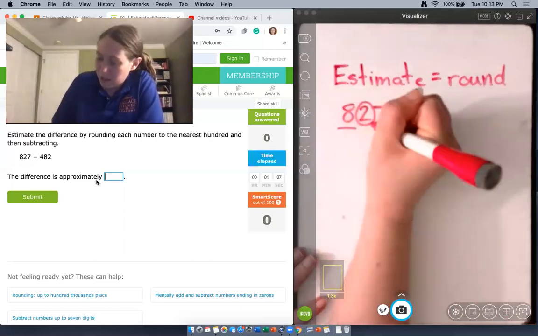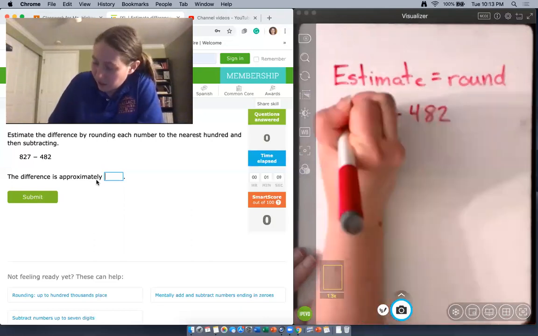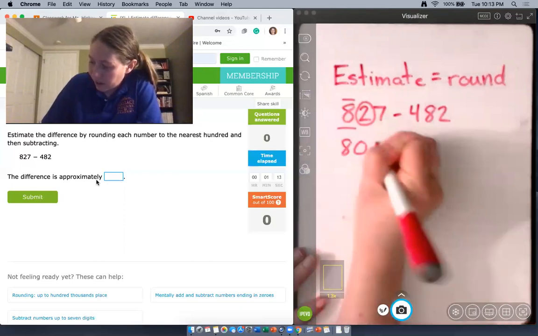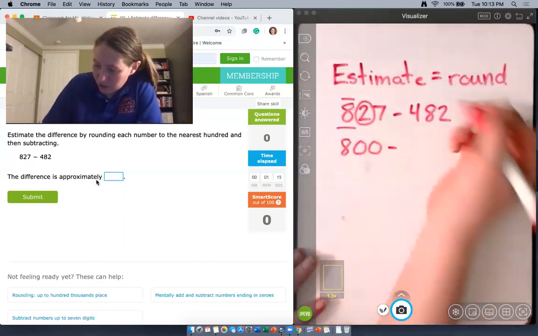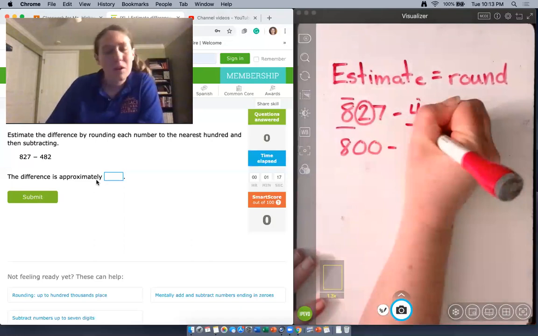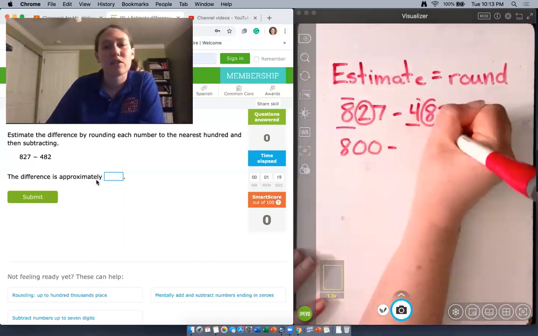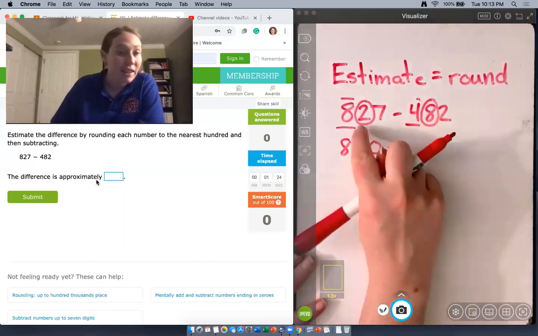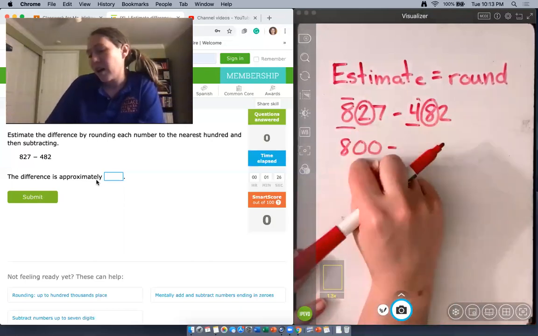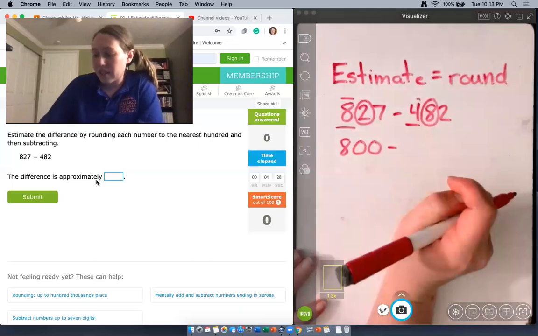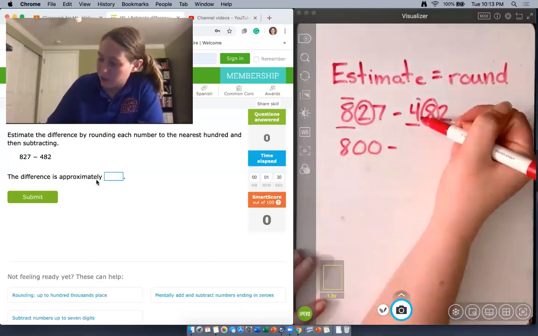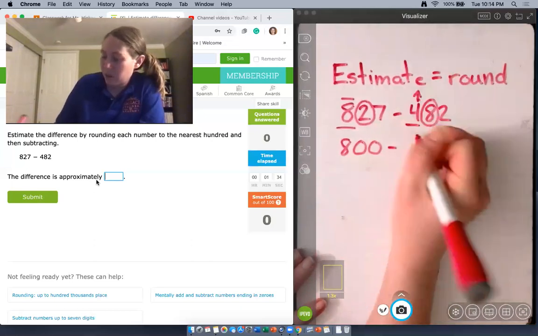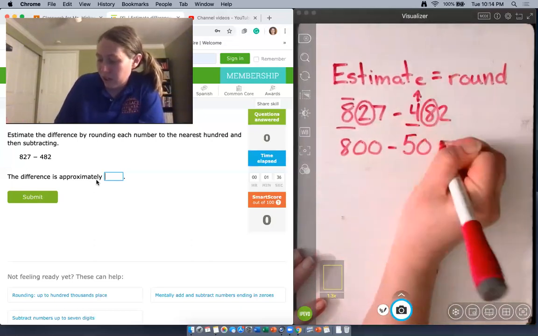It stays the same, so this becomes 800 minus, and then I underline the one in the hundreds place. I circle the one in the tens place. The reason why I circle it is because it helps me remember, oh, that turns to a 0. So does everything else next to it. Does 8 make it go up or stay the same? It goes up. So this becomes 500. So 800 minus 500 equals 300.